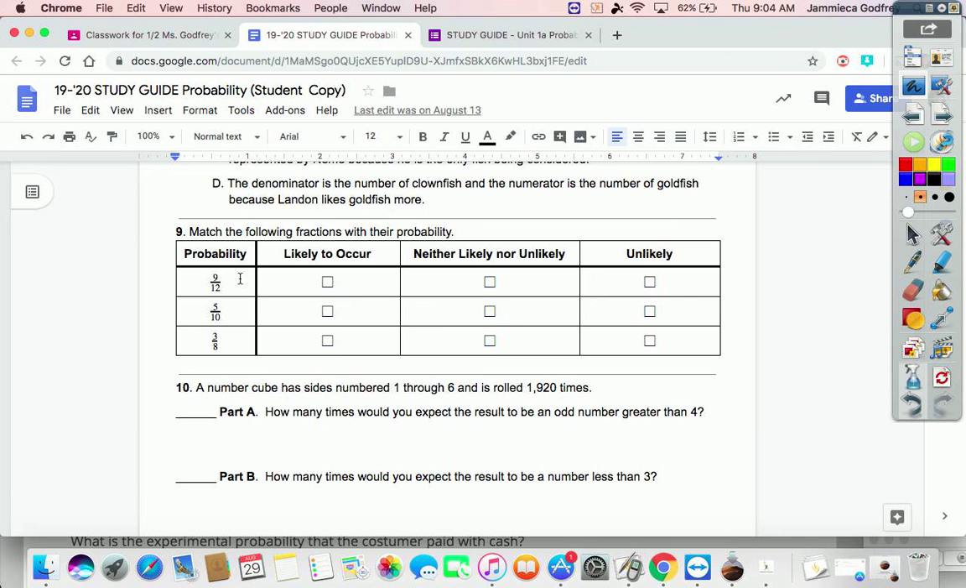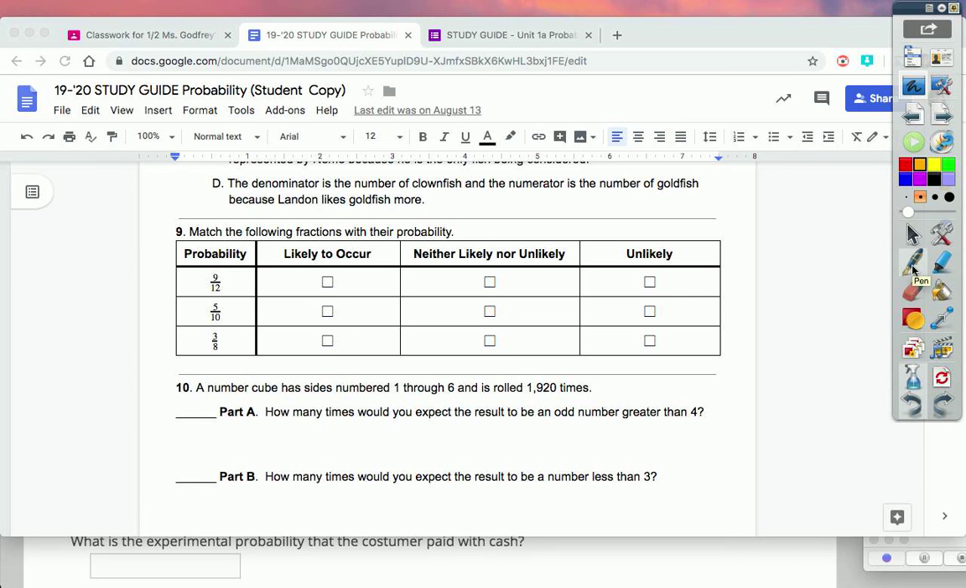So 9 over 12 is 75%. 5 over 10 is 50%. And 3 over 8 is 37.5%. If something is at 75%, it is likely to occur. If it is at 50%, it's 50-50, neither likely nor unlikely. And if it's at 37.5%, that is below the midpoint, so it is unlikely to occur. Any questions here? Any questions?